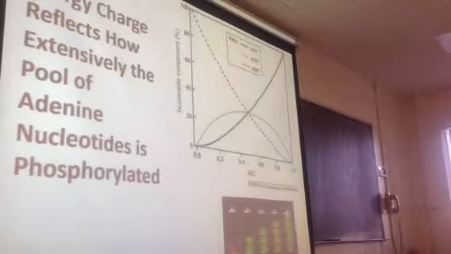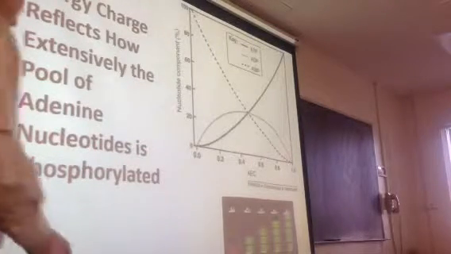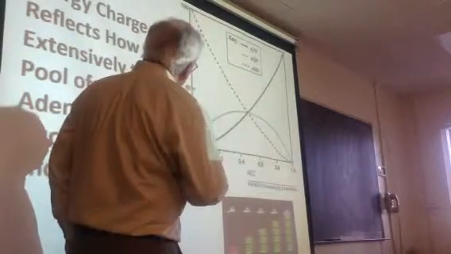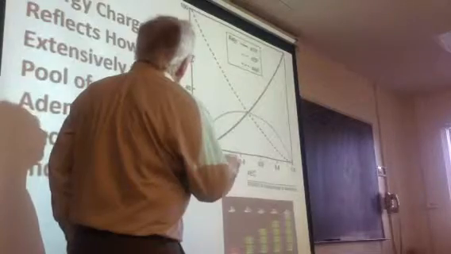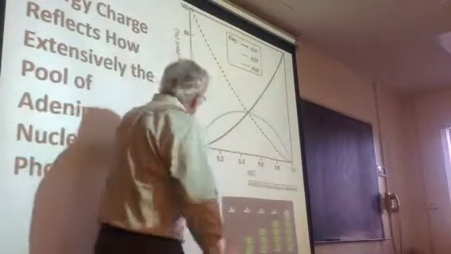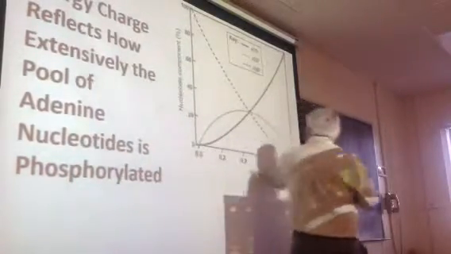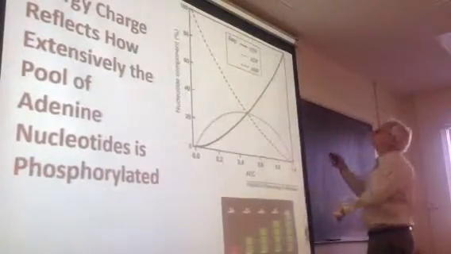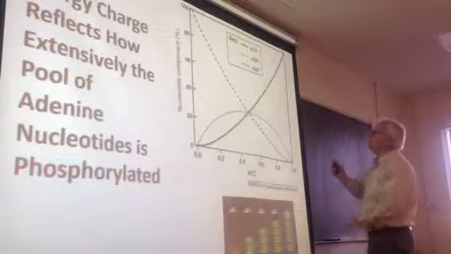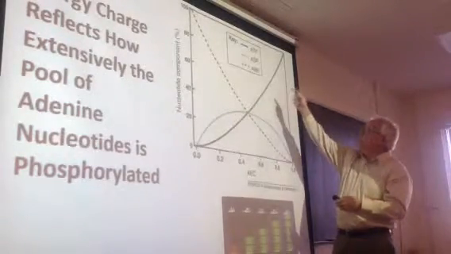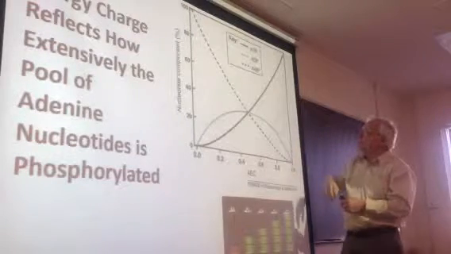This shows the concentration of the different forms as a function of energy charge. So here is ATP in the solid black line. At an energy charge of 0, there's no ATP. When you go to an energy charge of 1, 100% of it is in the form of ATP. These are percentages of the different types, ATP, ADP, and AMP.